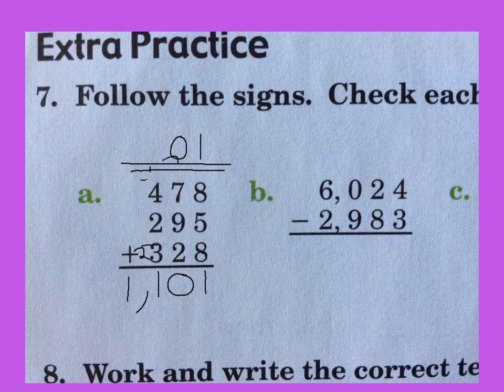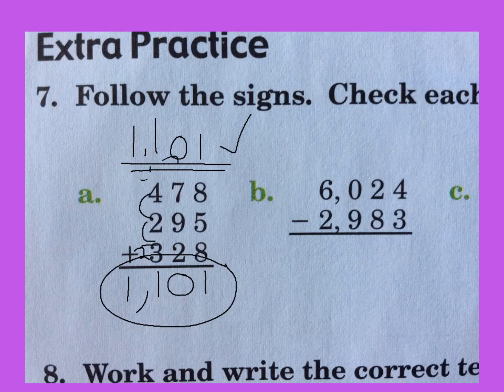2 plus 3 is 5. Plus 2 more is 7. Plus 4 more would be 11. Put a comma. Notice that these two numbers are the same. So that means it checks, and that is our correct answer.